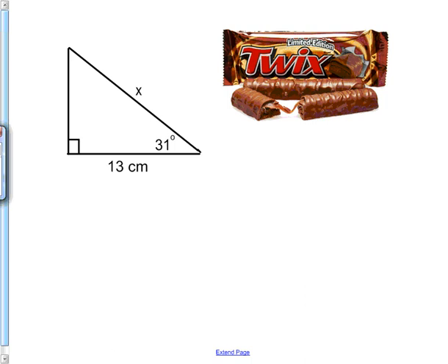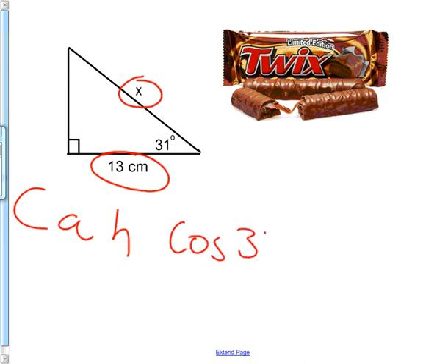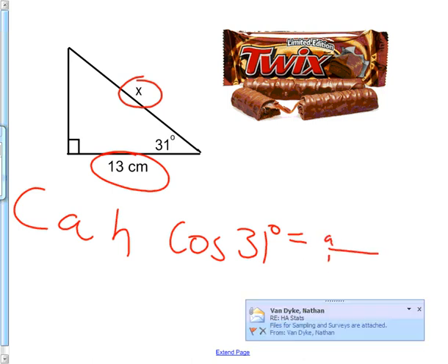So why aren't we using tangent? Because we have the adjacent and we have the hypotenuse. What has adjacent and hypotenuse in it? CAH. So it's cosine of 31 equals, and I like to put these little helper things in there. Cosine is CAH, adjacent over hypotenuse.